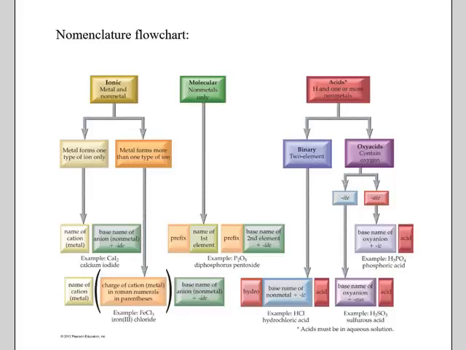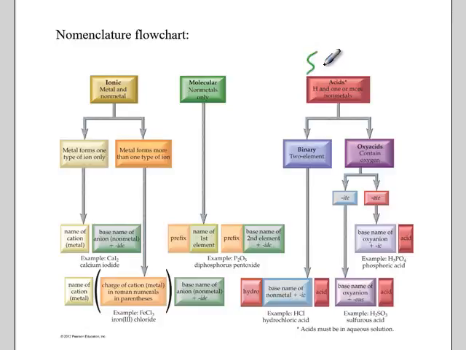Right, so this is a picture from your formula sheet. So you'll have this on the regular exams to help you with naming chemicals. And I would start from the right side and work back to the left. The far right side at the top talks about acids.